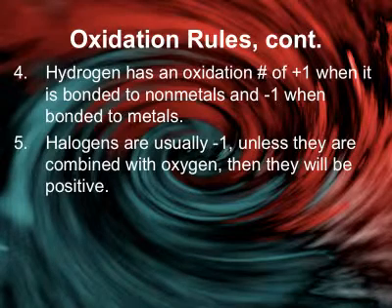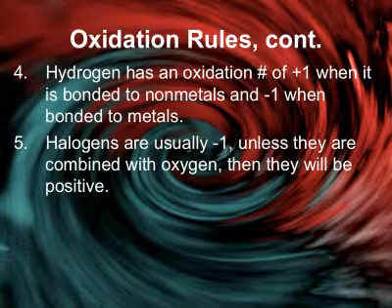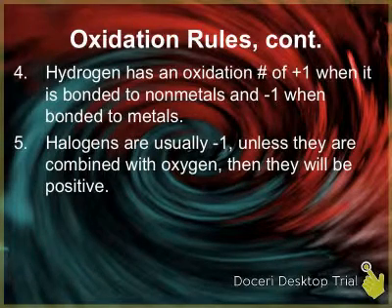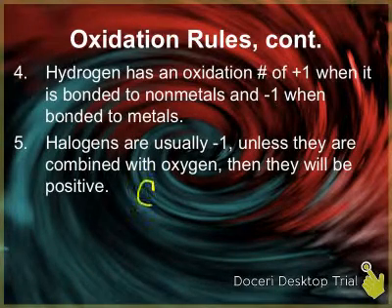The fifth rule, halogens. Halogens are usually -1. We all know that halogens are in the 7th column next to those noble gases. We know that their charge is -1 because they will usually steal 1 electron to follow the octet rule, correct? So usually -1 unless they are combined with oxygen. If they're combined with oxygen, then they will be positive. For example, we have seen the polyatomic ion.